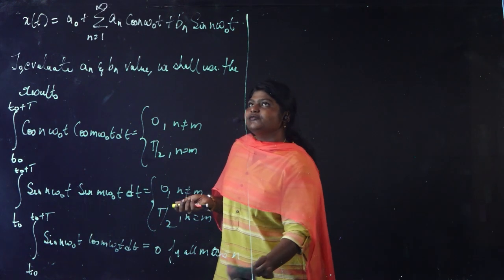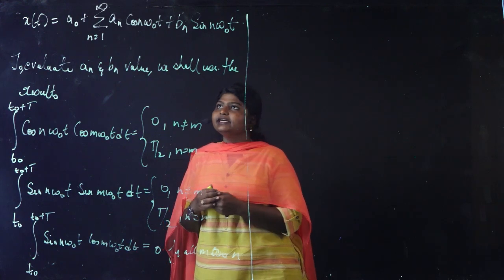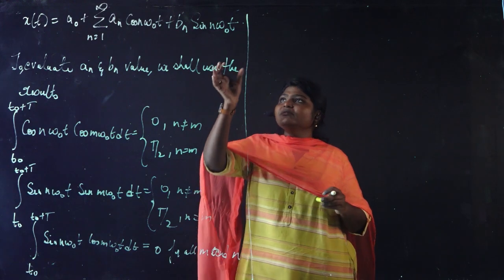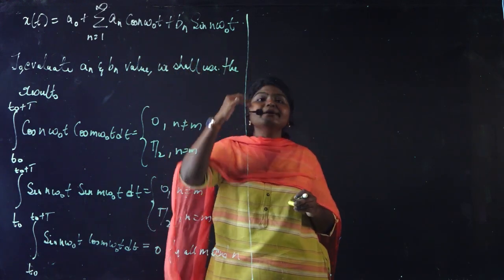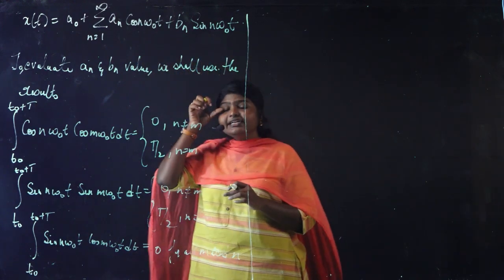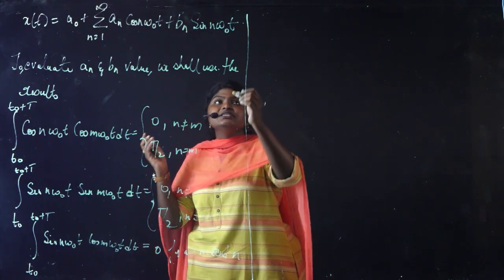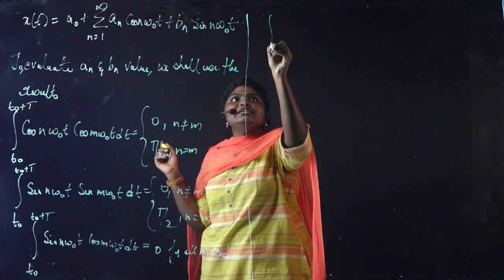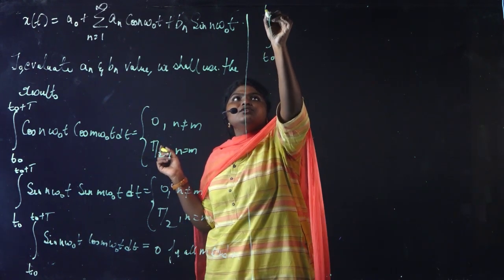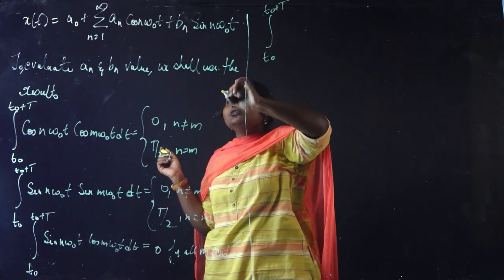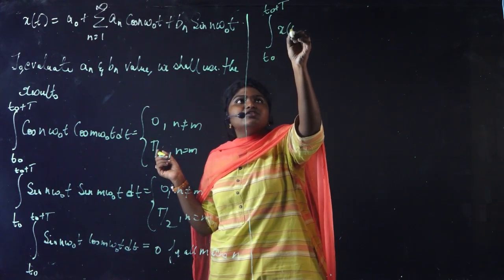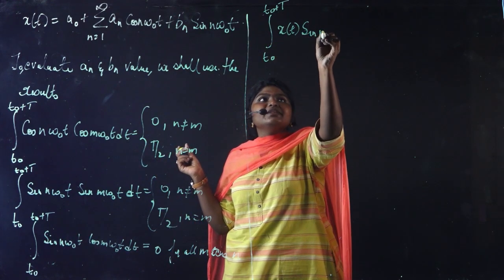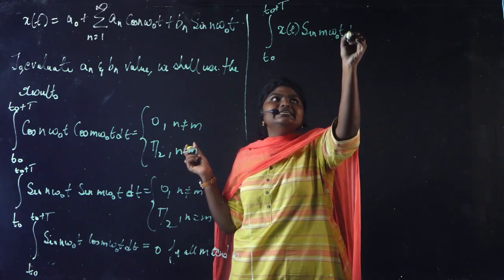Now we will see how to evaluate b n. Similarly to the previous evaluation, what we have to do here is multiply the whole expression with sine m omega naught t and integrate over a period. We will see how it is done in order to evaluate b n. So we will integrate in the period t naught to t naught plus T of x of t, multiplied with sine m omega naught t dt.